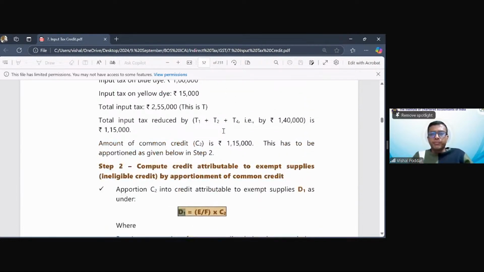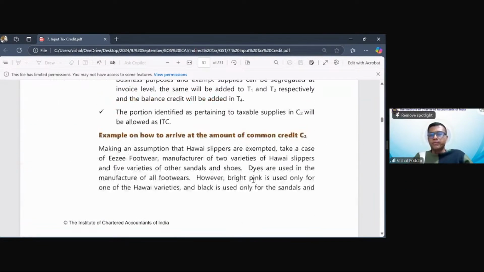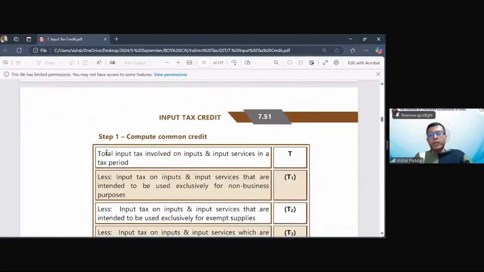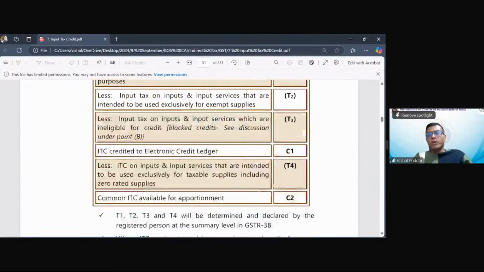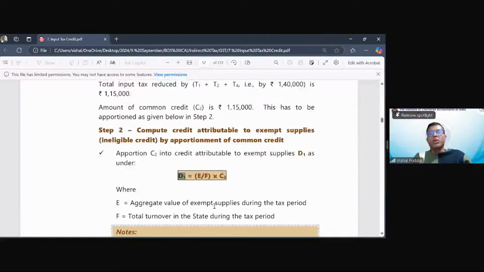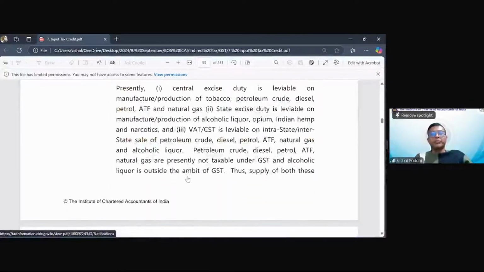So this is the credit attributable to exempt supplies, right? Okay. So in step 1, we found out common credit, which is C2. And in step 2, we found out of this common credit, how much is attributable or how much is proportionate for the exempt supply.